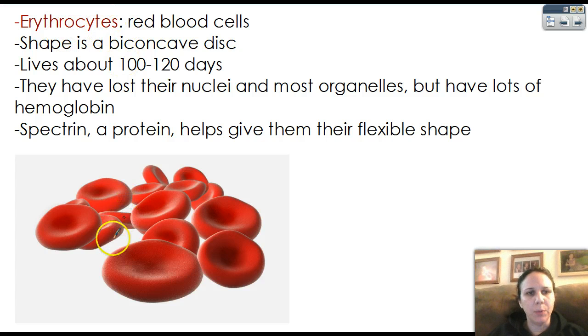The shape, as we're pretty well familiar with, kind of looks like a biconcave disc. Concave means dips in, so biconcave dips in on both sides. They live about 100 to 120 days. They have lost their nuclei and just about all their organelles, but they have lots and lots of hemoglobin inside of them. They also have something called spectrin. A spectrin is a protein that helps to let them be bendy and flexible.